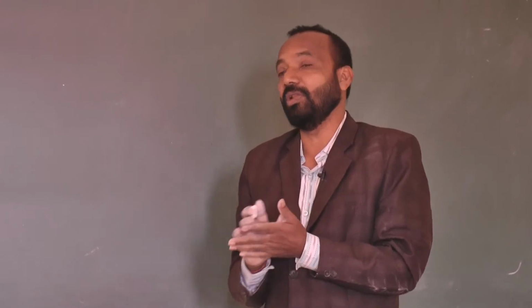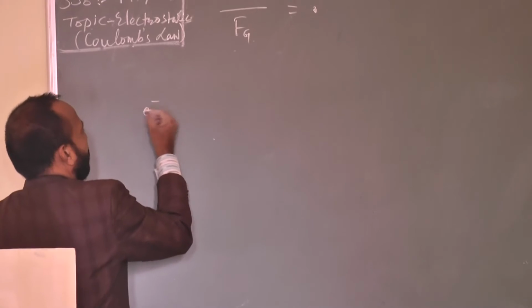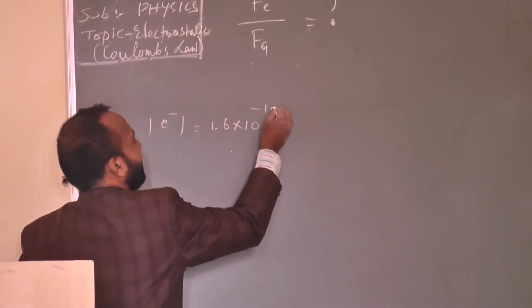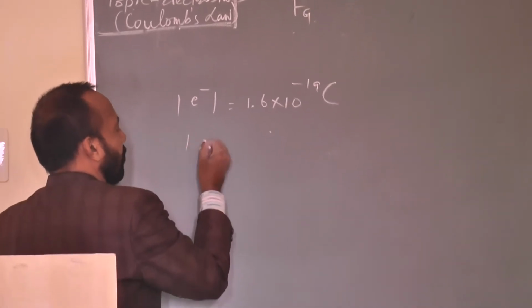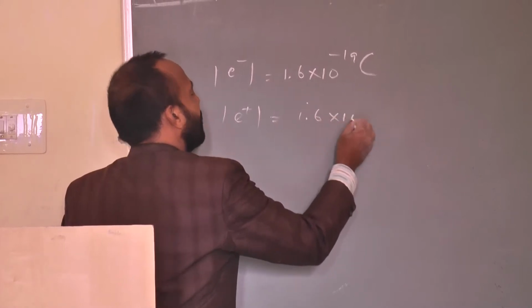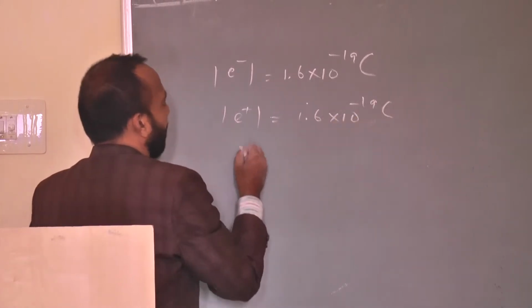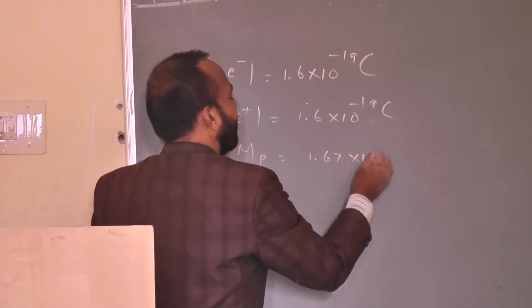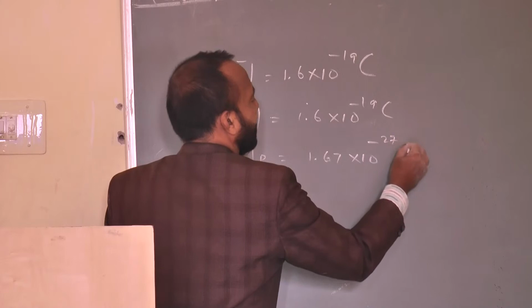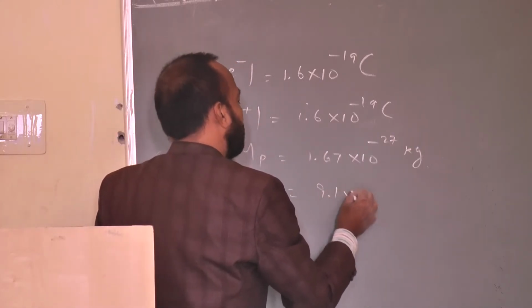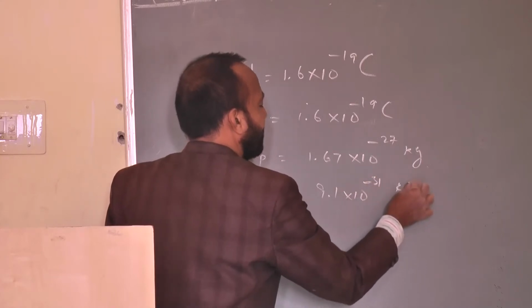What is the value of this charge? Let me write. The electron magnitude is equal to 1.6 into 10 to the power minus 19 Coulomb. The proton, e plus, magnitude is also 1.6 into 10 to the power minus 19 Coulomb. Mass of the proton is equal to 1.67 into 10 to the power minus 27 kg. Mass of the electron is equal to 9.1 into 10 to the power minus 31 kg.